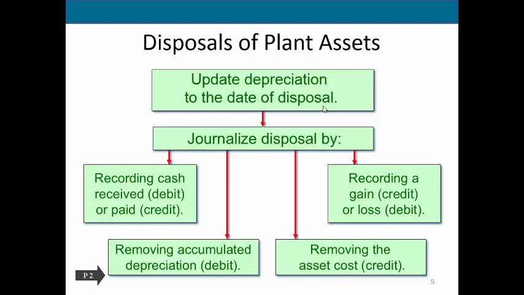And then finally, now that we've sold the asset, we have to totally remove it from our books. So that means we need to remove the original cost from our books, and we need to remove whatever accumulated depreciation we have related to that particular asset.